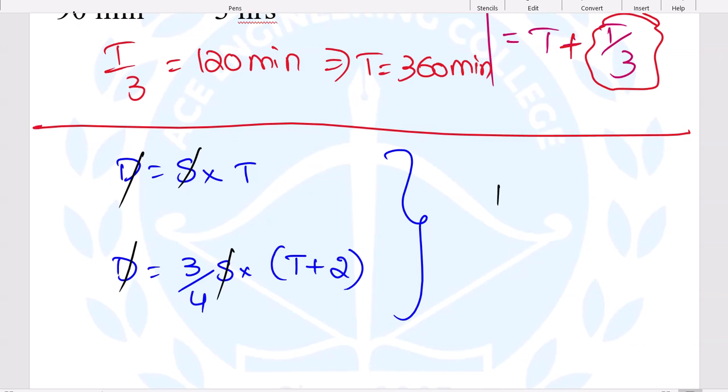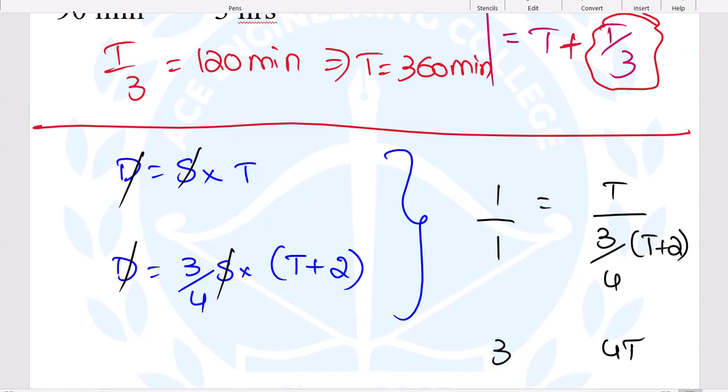Left hand side is 1 by 1. Right hand side is T divided by 3 by 4 into T plus 2. This 4 will go to the numerator, 4T. This is 3T plus 6. T equal to 6. I think everybody understands the second method.